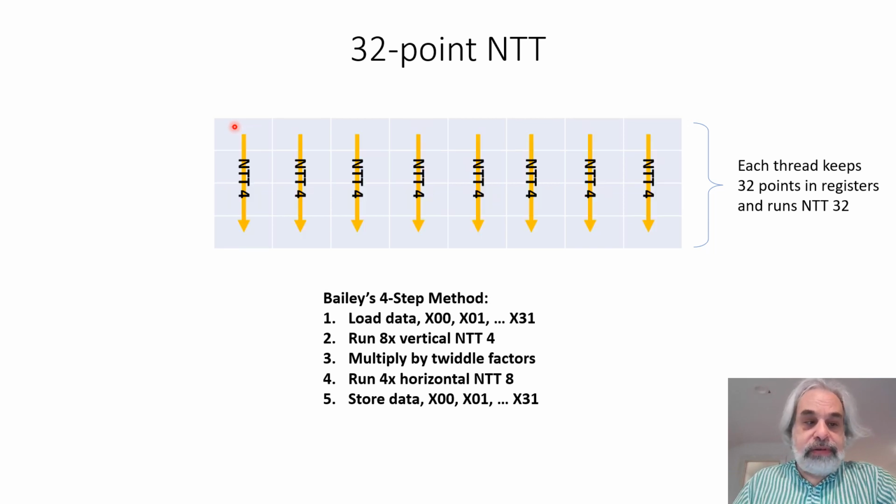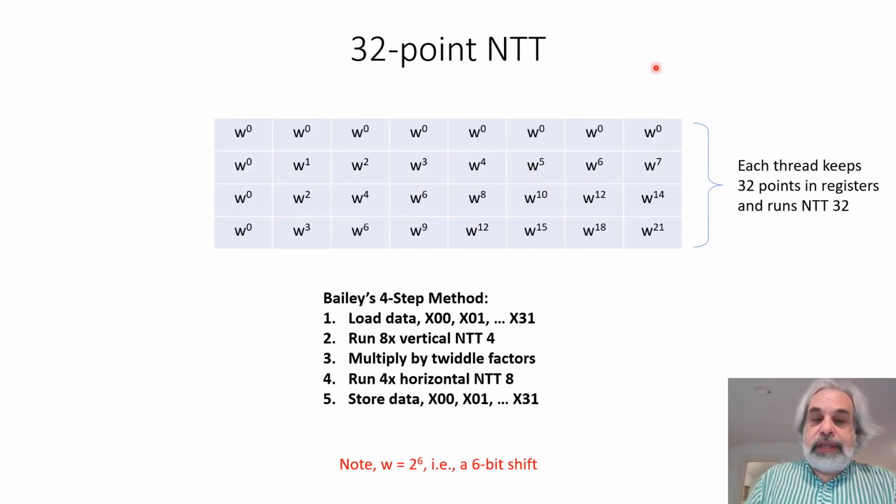Okay, the next thing we do is we're going to run our NTTs going vertically like this. Boom, boom, boom, boom, boom. These are NTT4s. Then we multiply by twiddle factors. And I guess it's worth noting that in this case, omega is a 32nd root of unity. So it's 2 to the 6th. It's a 6-bit shift. And we can do this product inside of our sampled format, our sampled representation, fairly efficiently. There's no need to convert back to a standard.